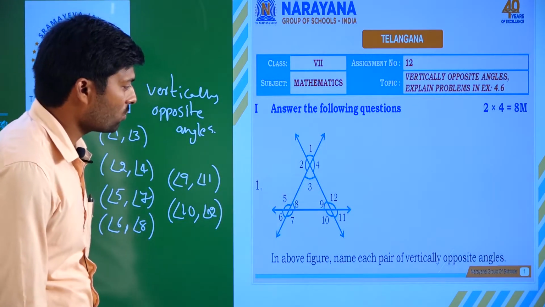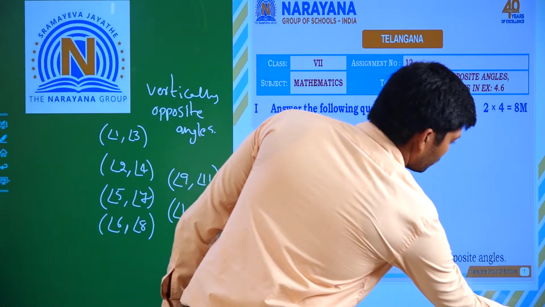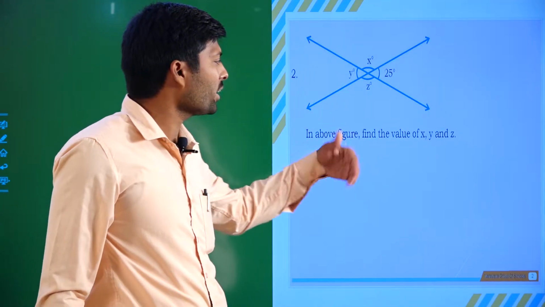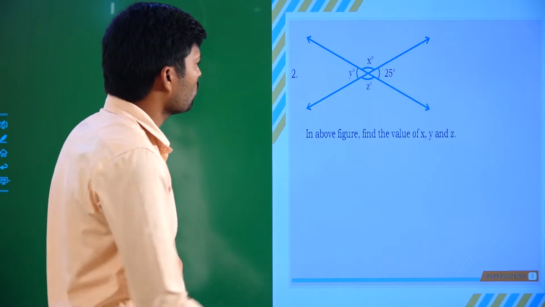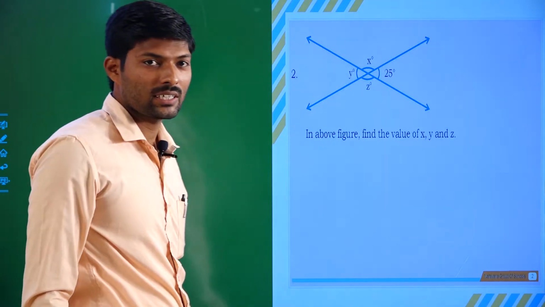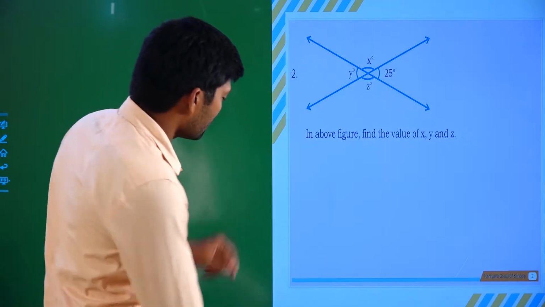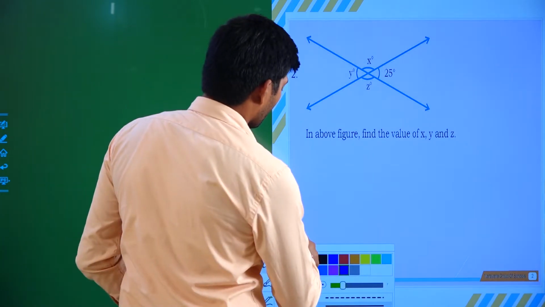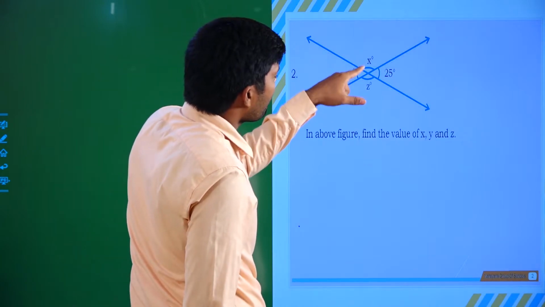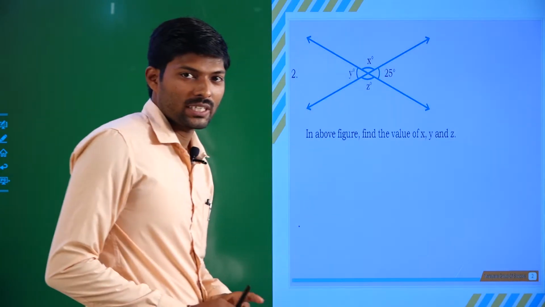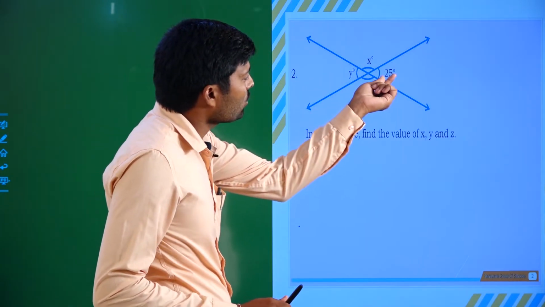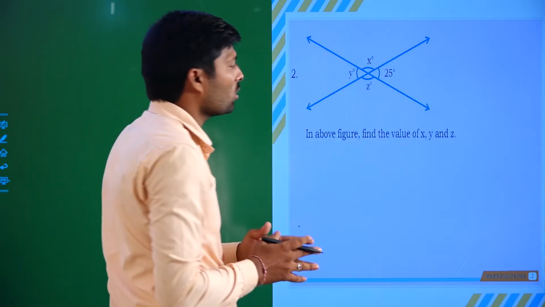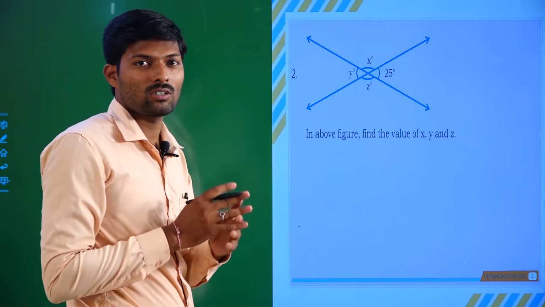Okay, let's go for the next question. This is the second question. From the above figure, find the value of x, y, z. This is relevant to vertically opposite angles. Angle x as well as angle z are both vertically opposite angles, and y as well as the 25 degrees angle are both vertically opposite. Can we equate those two? Always, vertically opposite angles are equal to each other.